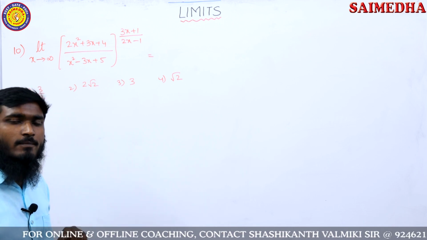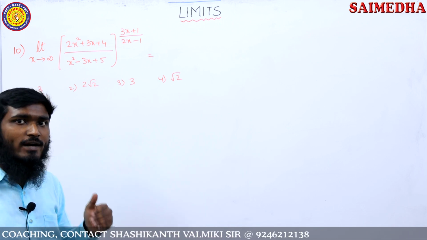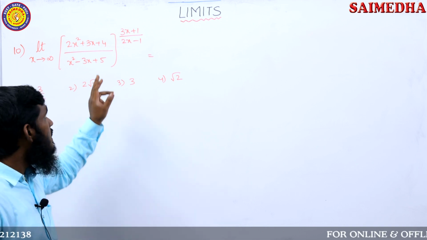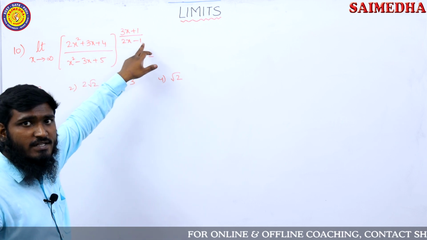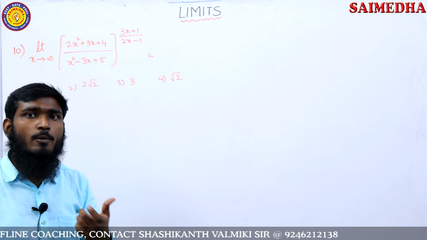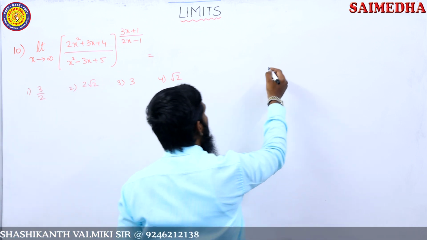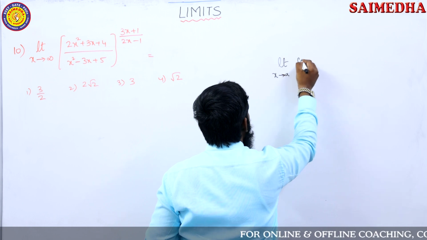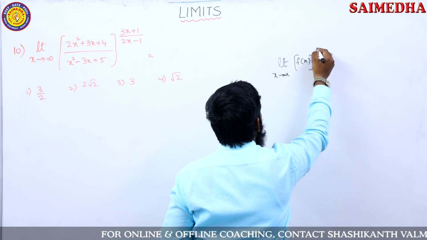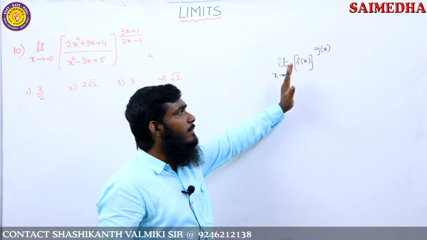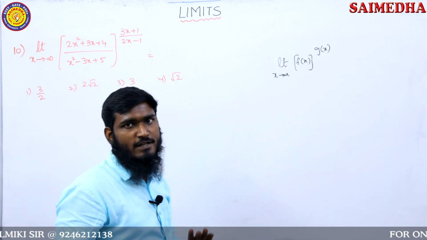Okay. Now if you know the TSR, if you know the model part, we have already discussed that also. If the question is in the form of f of x and g of x, that is f of x to the power of g of x, then according to the properties of limits, whenever we have limit x tends to a of f of x to the power of g of x, we have to apply the limit for f of x as well as g of x. Okay.